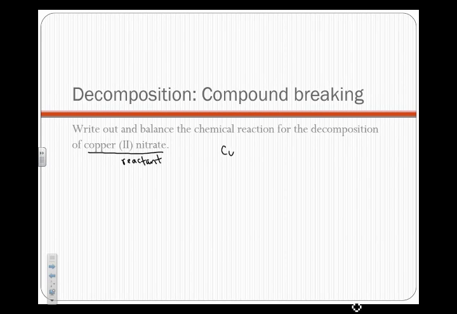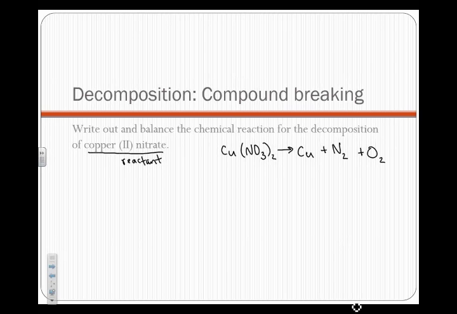So copper 2 nitrate has a formula of Cu(NO3)2, and I want to break it up into its individual elements. So I have copper plus nitrogen, that's a silly 7, and oxygen, also a silly 7, and then I have to balance. And I see that I already have 1 copper and 1 copper and 2 nitrogens, and I need 6 oxygens to balance the reaction.